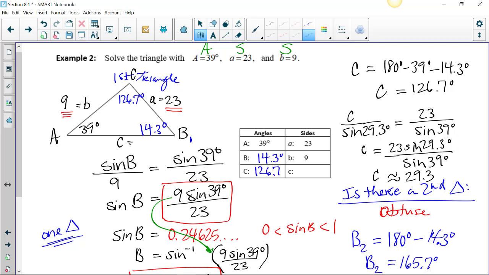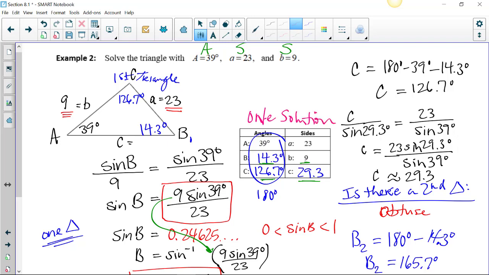One thing you should always do is go back and double check. So this is 29.3. These should add up to 180, or close if you had to round. Then check: the longest side is opposite the biggest angle, and the shortest side is opposite the smallest angle. So here I have one triangle, and here's the solution.